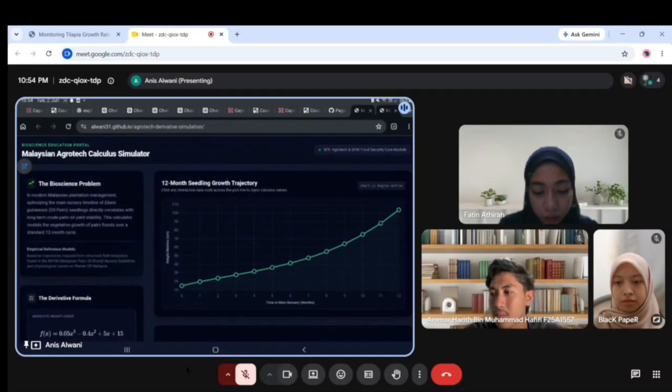About the objectives, the main objective is to help understand the relationship between variables and crop growth. To provide an interactive learning experience for students studying calculus and agriculture technology. And last, to demonstrate how mathematics can be used to solve practical problems in agriculture.